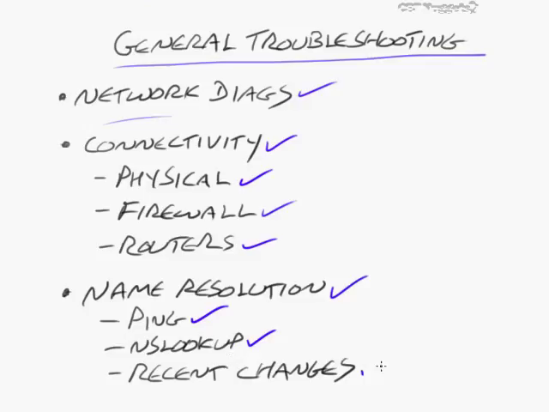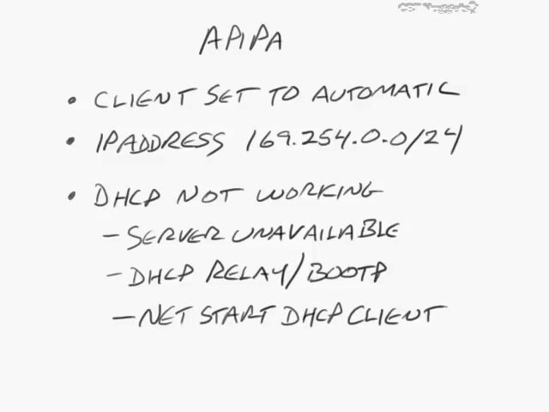Also, double check any recent changes that have been made, such as if you changed your network from a public to a private, or from home to a public, or something like that. And that might be also the cause of some of your problems. And finally, sometimes you'll get an APIPA address.